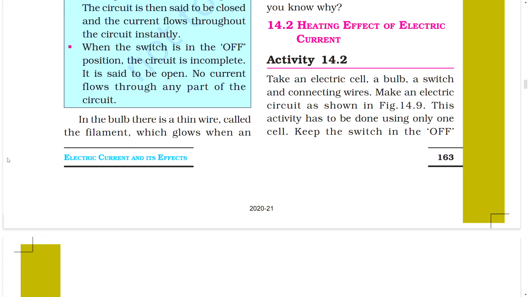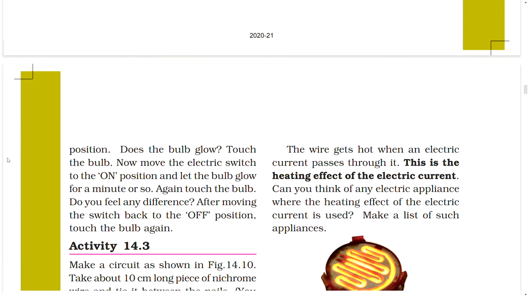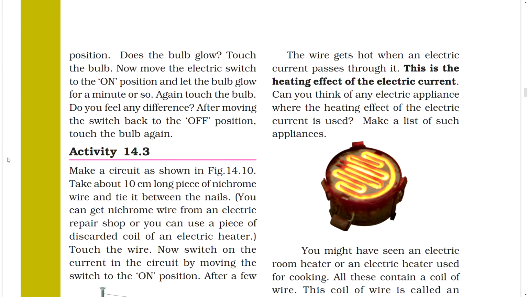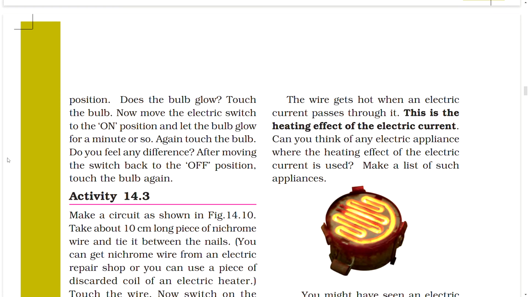14.2 Heating effect of electric current. Activity 14.2. Do this. Take an electric cell, a bulb, a switch, and connecting wires. Make an electric circuit as shown in the figure. This activity has to be done using only one cell. Keep the switch in the off position. Does the bulb glow?